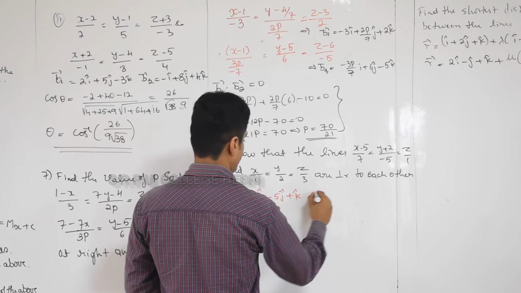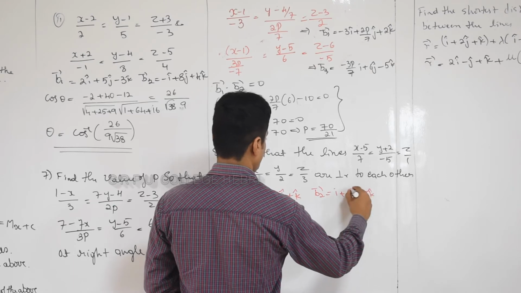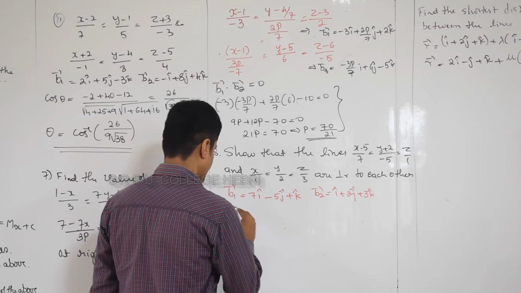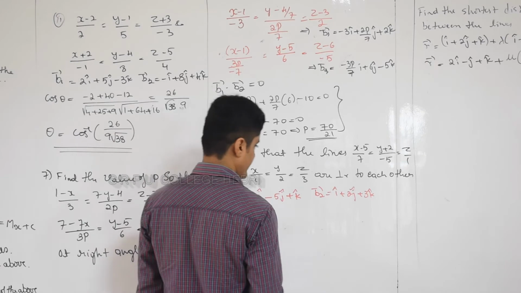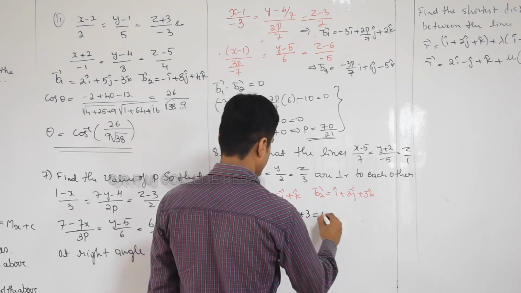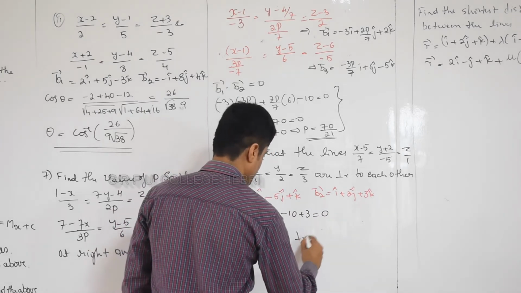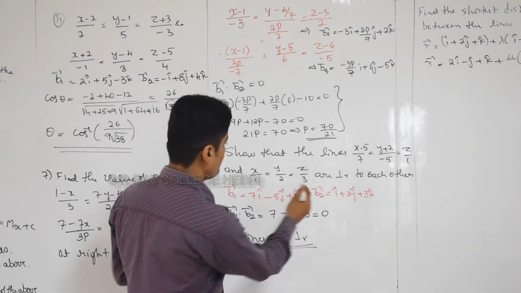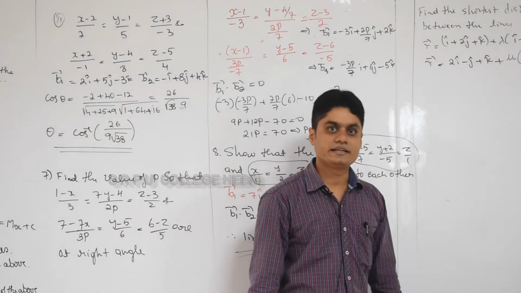Then what is vector b2? I plus 2j plus 3k. Now prove that the dot product between these two vectors is 0. If you prove the dot product is 0, you can write that the two lines are perpendicular. Check: 7 into 1 is 7, minus 10, plus 3. Yes, it is 0. So the lines are perpendicular. Understood? Simple. It is the standard formula, so nothing to worry about. Directly you can use b1, b2 and you'll get the answer. Understood?